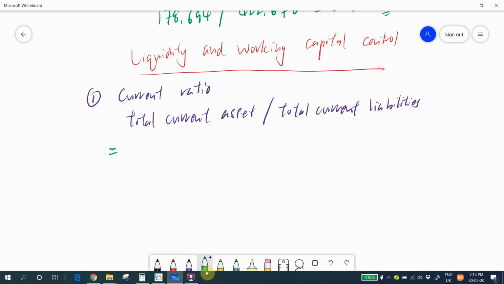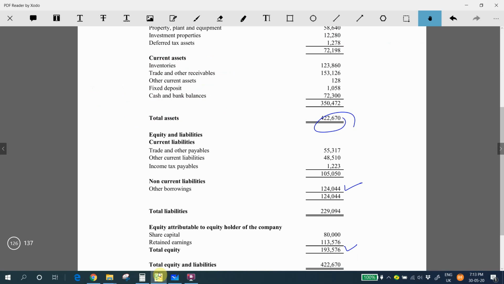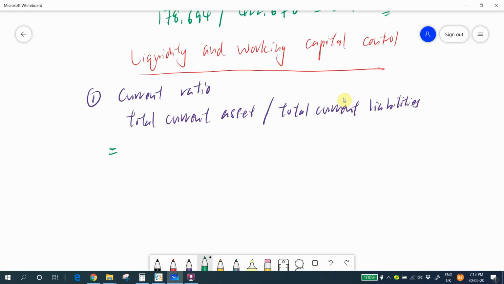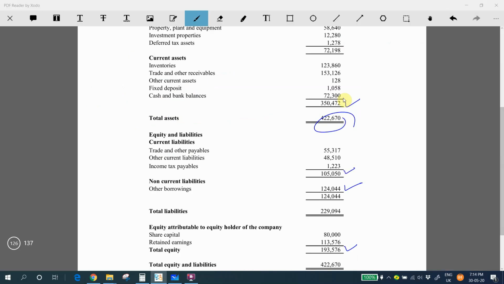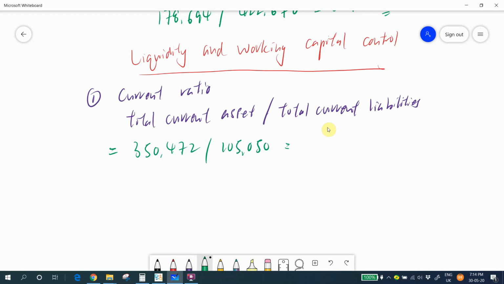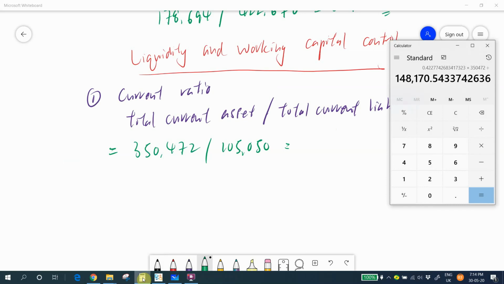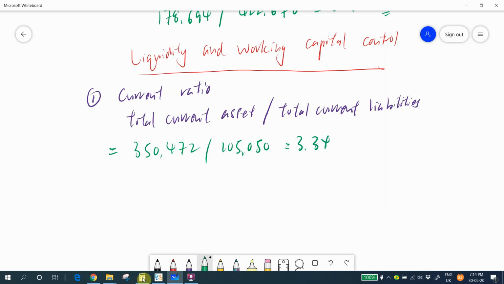So this information we have to get from our statement of financial position. Total current asset 350472. Total current liability 105050. So we get the answer 1.41. Let's check the answer again. 350472 divided by 105050. The answer should be 3.34 times. So for this company, which is quite safe because they have enough current asset to cover the current liability, they are not required to sell their non-current asset in order to make the payment.